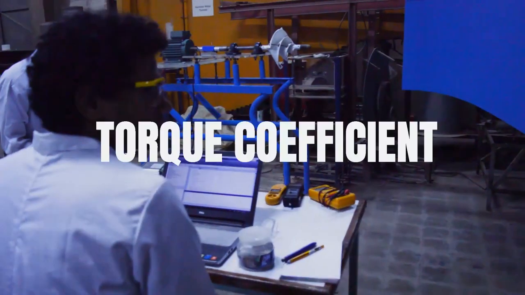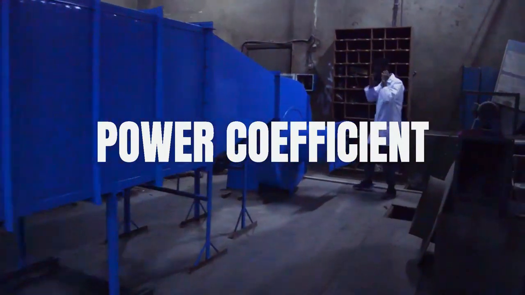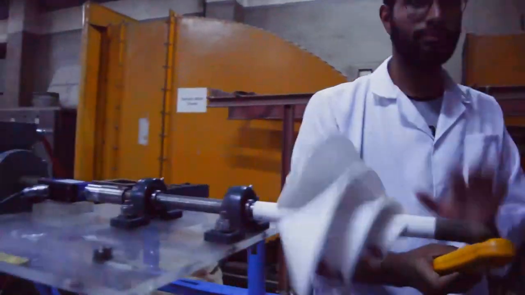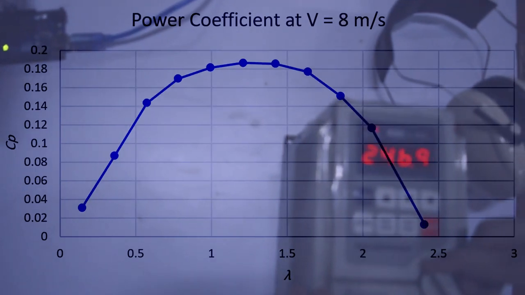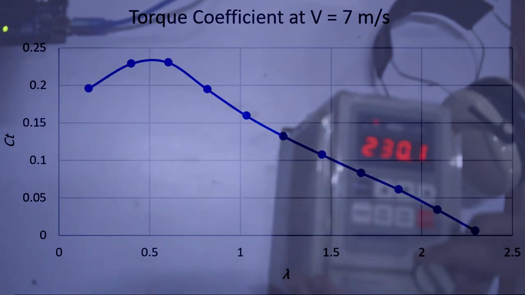To know how efficient the wind turbine is, an experimental study has to be made. There are three parameters that indicate the turbine performance. These parameters are the torque coefficient, the power coefficient, and the dead speed ratio. To calculate these parameters, we have to get accurate measurements of the wind speed, rotational speed of the wind turbine, and the torque developed by the turbine. After that, MATLAB and Excel are used to perform mathematical operations to get the required parameters.